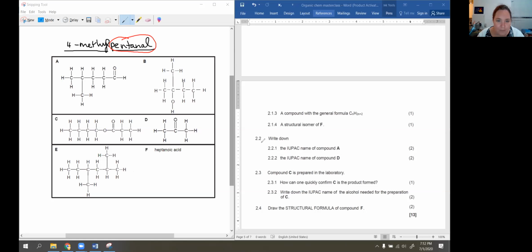For D, I guess D is a bit of a tricky one. D was propanone. I think if you've got the prop here, you may have got a mark, and then the anone's another one. Please, for this one, if you called it 2-propanone or propan-2-one, both of those are correct. We don't have to put in the position of the carbonyl group because it can only be in one position. All right.